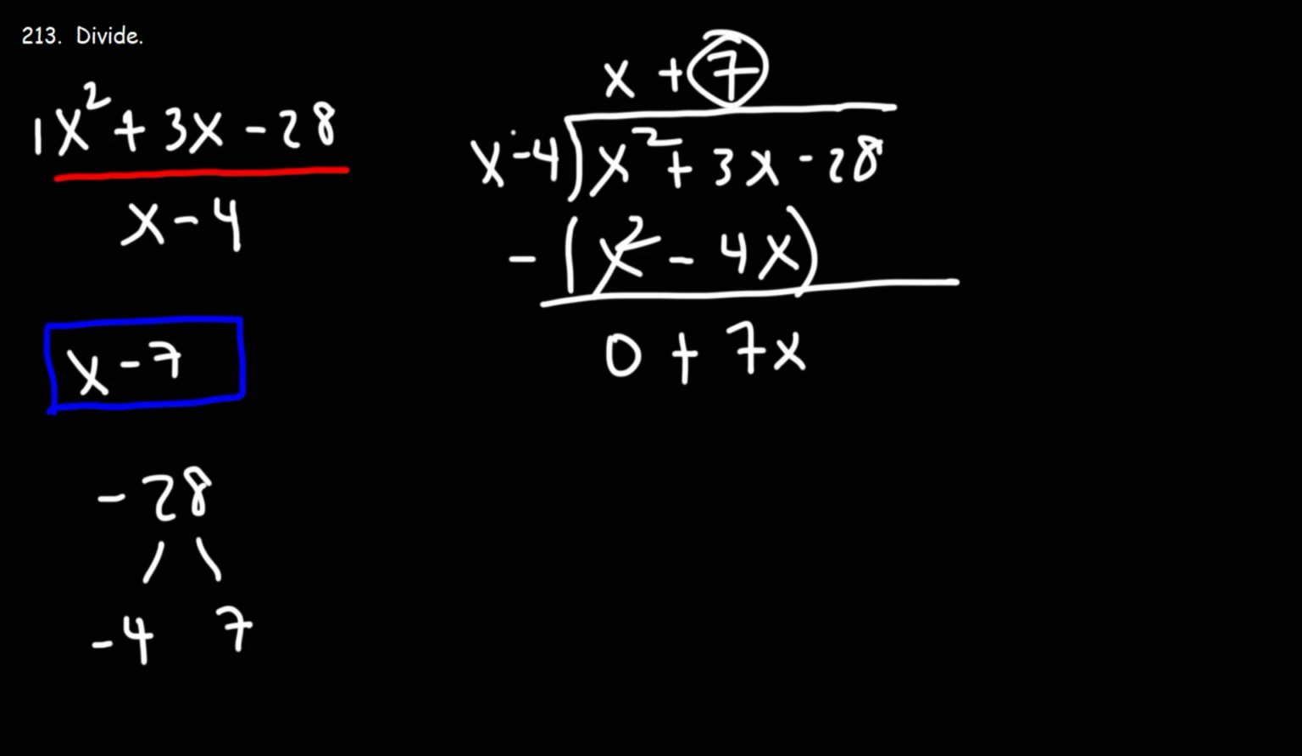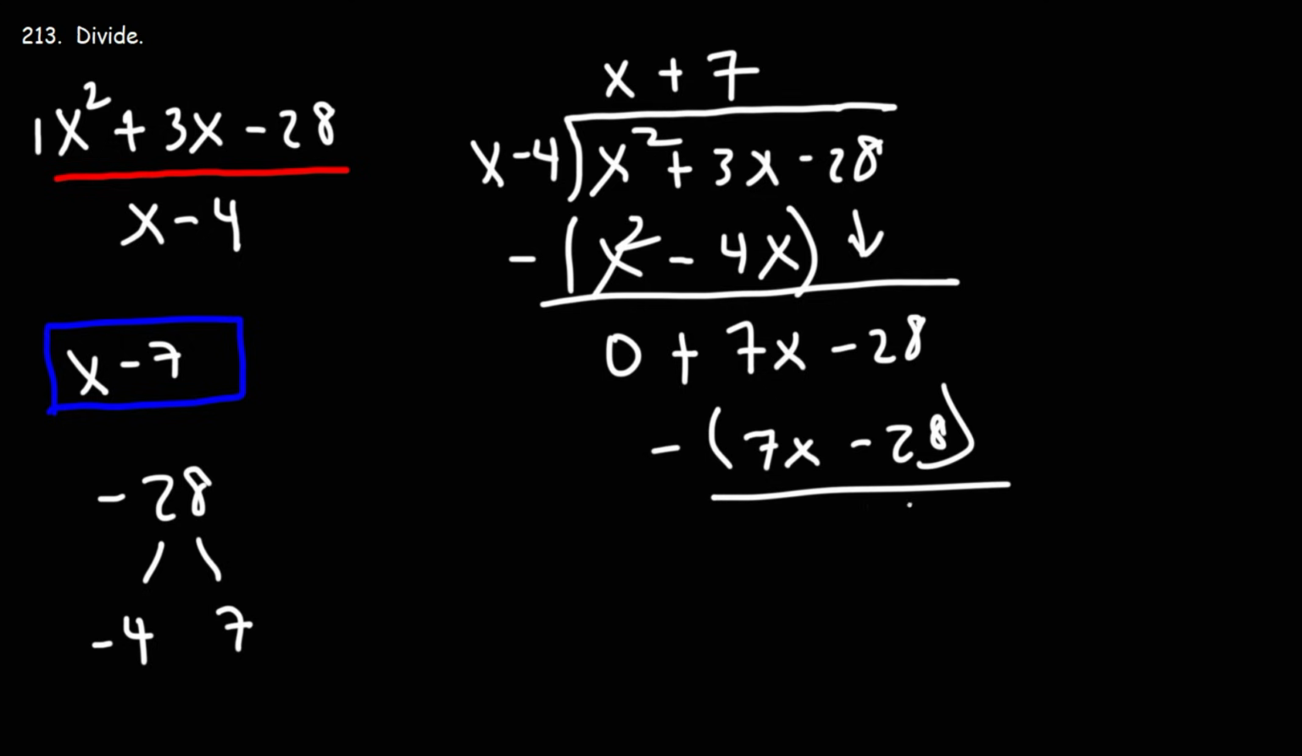And now let's multiply. 7 times x is 7x. And here we could bring down the negative 28. And then 7 times negative 4 is negative 28. So now we subtract. 7x minus 7x, that's 0. Negative 28 minus negative 28, that's the same as negative 28 plus 28. So that's also 0. So once you have a remainder of 0, that's it. The quotient is the answer.